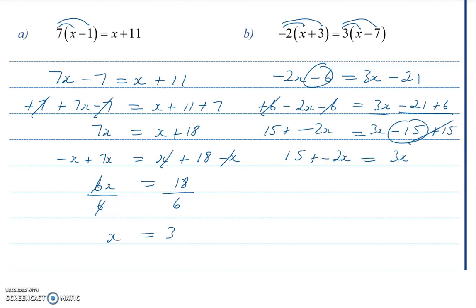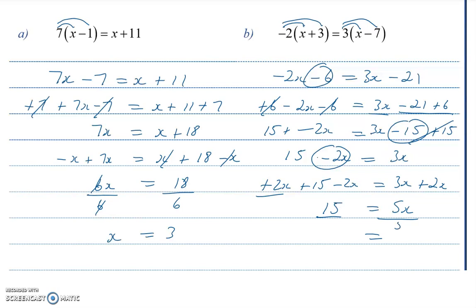To now isolate x, we will add 2x to both sides because of this negative 2x here. So positive 2x plus 15, subtract 2x equals 3x. We're adding 2x to both sides. We're left with 15 equals 5x. Divide both sides by 5, which leaves on the right-hand side us with x, and the left-hand side is 3. Therefore, x equals 3. That's the solution to our equation.